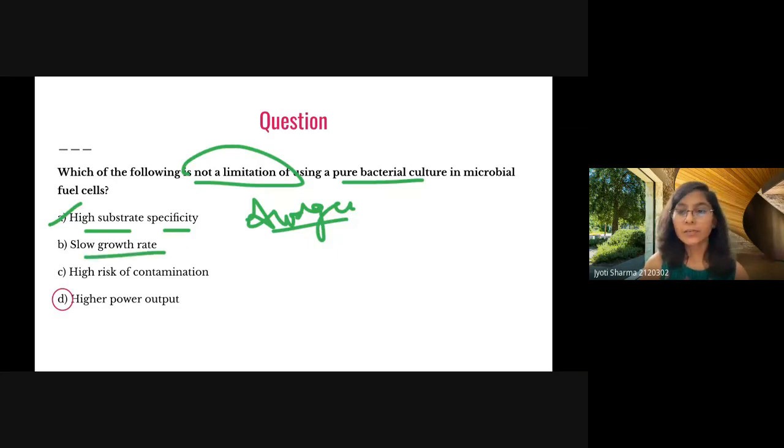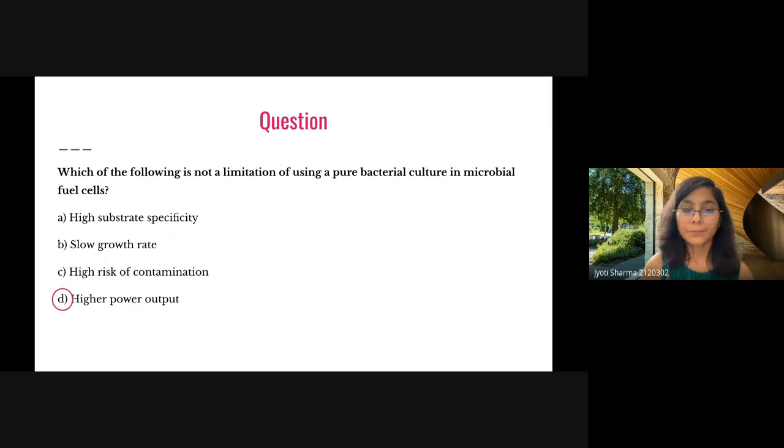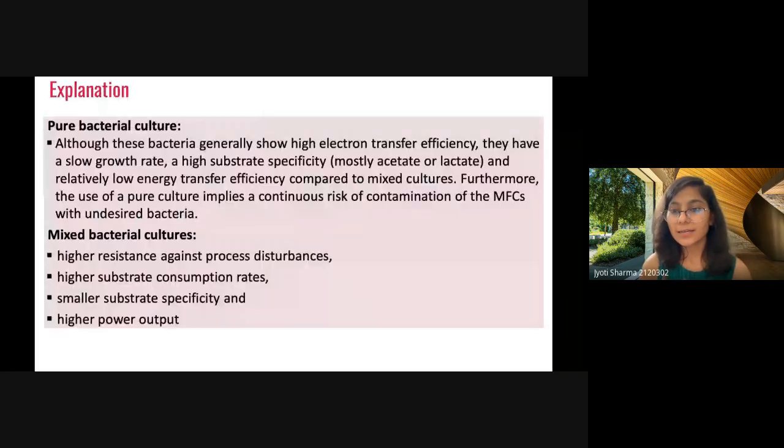Slow growth rate, this is again a disadvantage. High risk of contamination, because it is a pure bacterial culture, there is a higher risk of contamination. So this is again a disadvantage, right? But the advantage is it can produce higher power output. So that's how D is the right answer.